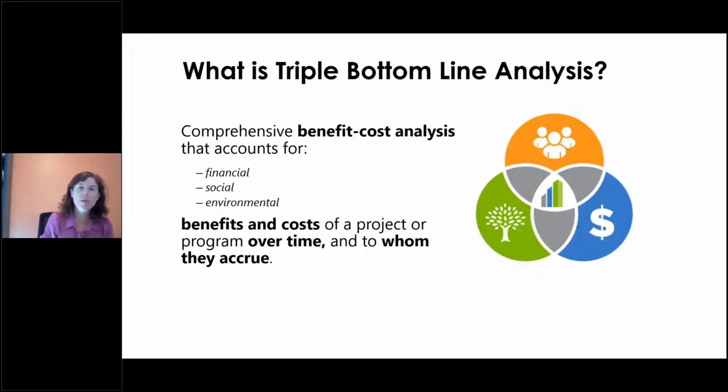My first slide here, this term is probably familiar to many of you. Triple bottom line analysis is something we hear often in the water sector. It might mean different things to different people, but as an economist, to me, it's really just a comprehensive benefit cost analysis. A sound benefit cost analysis takes into account the full range of benefits associated with a project or program, including financial benefits, social benefits, and environmental benefits and costs. And thinking about not just the costs and benefits today, but how those change or accrue over time, and to whom they accrue, right? Who's benefiting and who bears the costs. So this is the framework that I'll discuss in terms of how to analyze multi-benefit projects. Next slide.